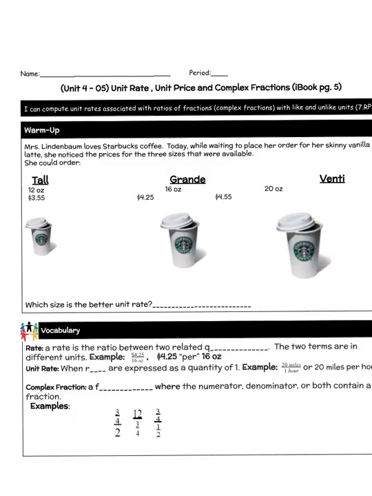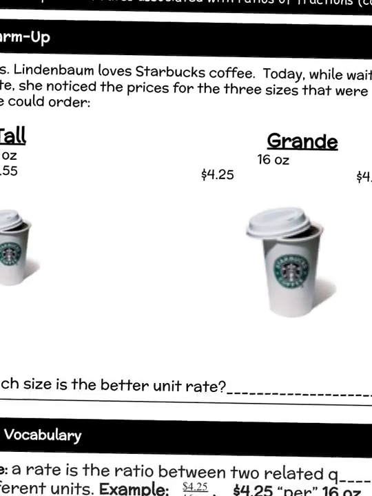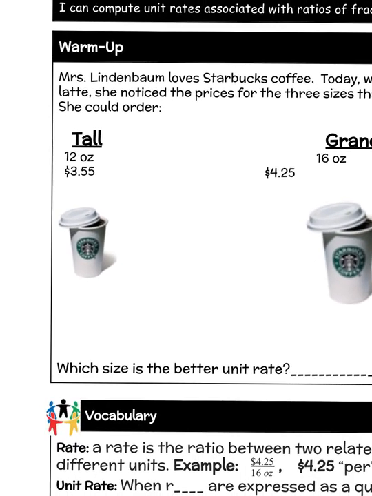So today we're going to continue working on unit rates and unit price, and we're just going to ignore the complex fractions. So let's work on the warm-up. It says, Mrs. Lindenbaum loves Starbucks coffee. Today, while waiting to place her order for her skinny vanilla latte, she knows the prices for the 3 sizes that were available. She could order the tall, grande, or venti. So let's figure out which one's the best unit rate.